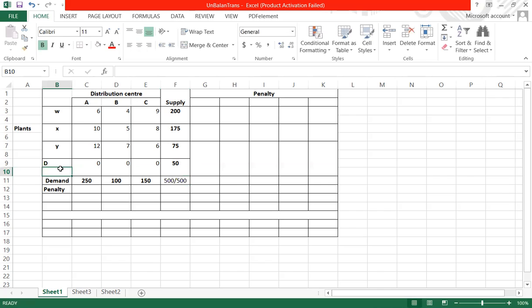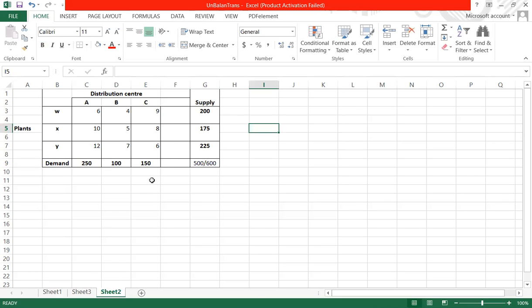So this is the case where there was lack of supply. So we have added one supply source, a dummy supply source, and now we have made the demand and supply equal. So another example I will take. In this example, the supply is more than the demand.